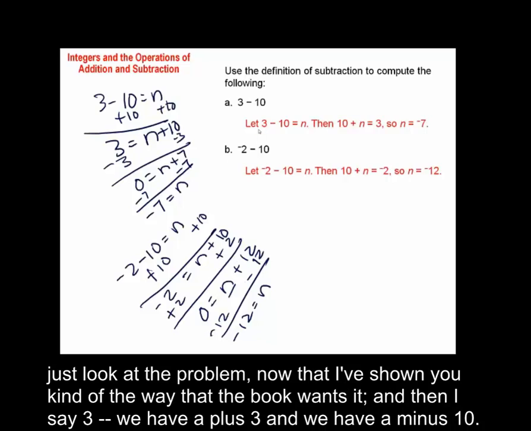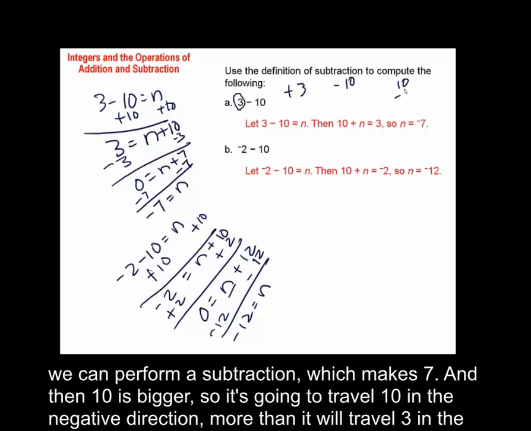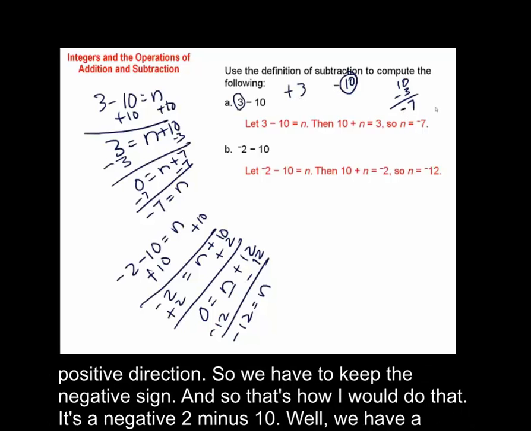I tend to just look at the problem. Now that I've shown you the way the book wants it, I say, well, we have a plus 3 and we have a minus 10. The signs are different. That means it's going to go one way on the number line and then back the other way. So since the signs are different, we can perform a subtraction, which makes 7. And then 10 is bigger, so it's going to travel 10 in the negative direction, more than it will travel 3 in the positive direction, so we have to keep the negative sign. And so that's how I would do that.